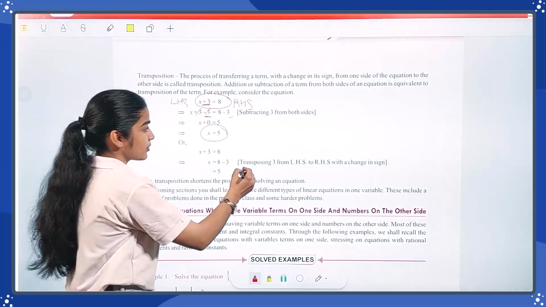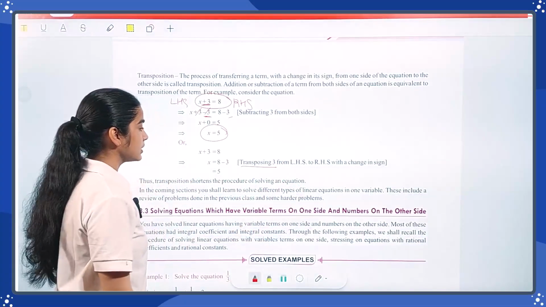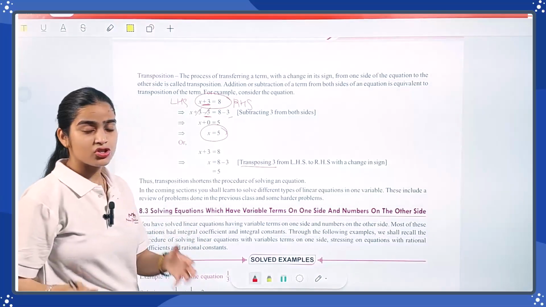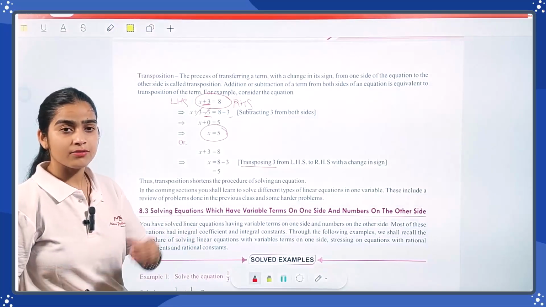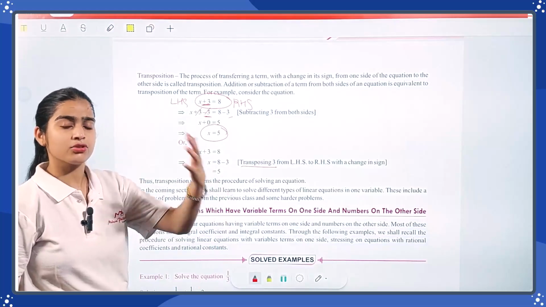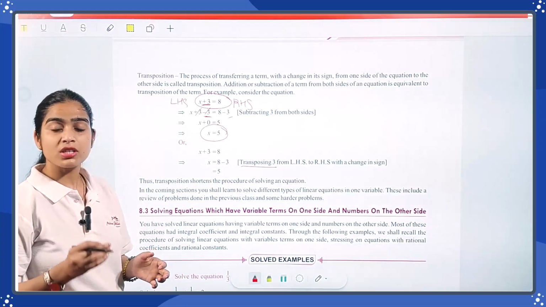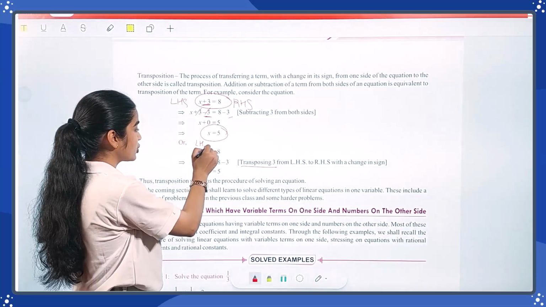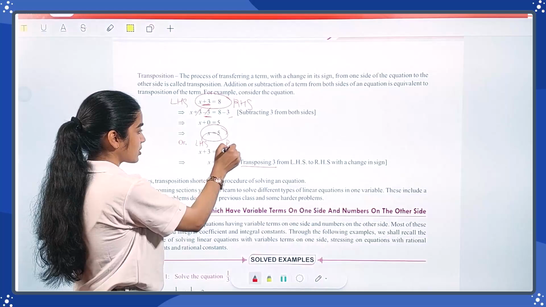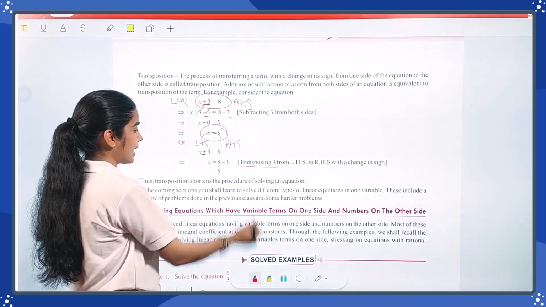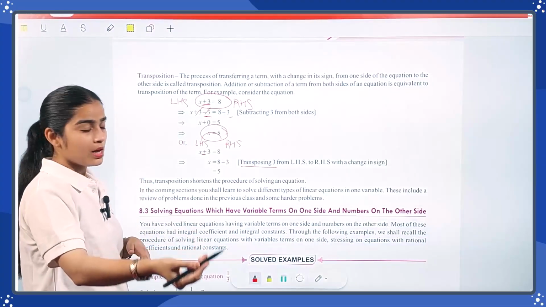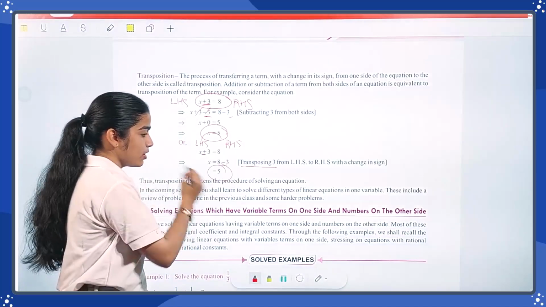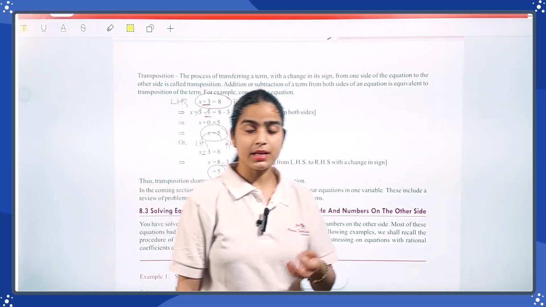Now we have the transposing method. You have x plus 3, right? Whenever we shift a number from LHS to RHS or RHS to LHS, we change its sign as well. If the LHS has plus, and we shift this number to the RHS, we have to change the sign, and plus will be converted into minus. So 8 minus 3 is equal to 5. In both methods you get the answer x is equal to 5.